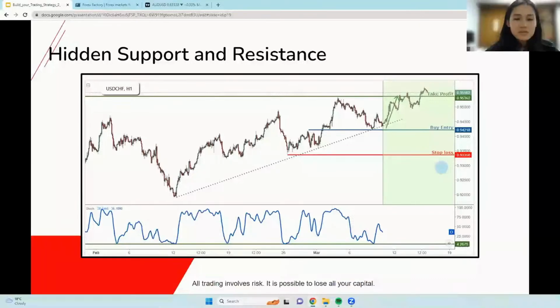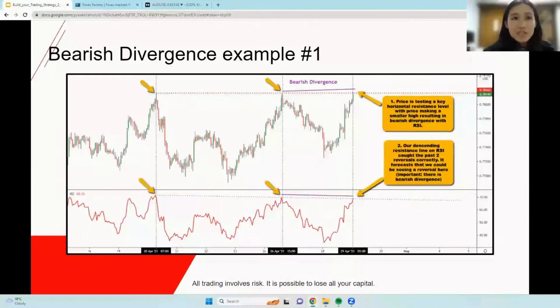Okay, so if we look at bearish divergence on the other hand, here we have price. So you see a descending, it's quite subtle, but you can see price is making lower highs on our RSI, whereas on our price chart, it's still a resistance level.